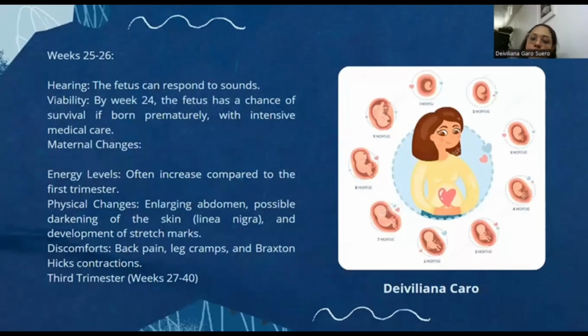Weeks 21 to 24, hearing. The fetus can respond to sounds. Viability: by week 24, the fetus has a chance of survival if born prematurely, with intensive medical care. Maternal changes: we have energy levels often increased compared to the first trimester. We have physical changes: an enlarging abdomen, possible darkening of the skin, and development of stretch marks. Discomforts: back pain, leg cramps, and Braxton Hicks contractions.